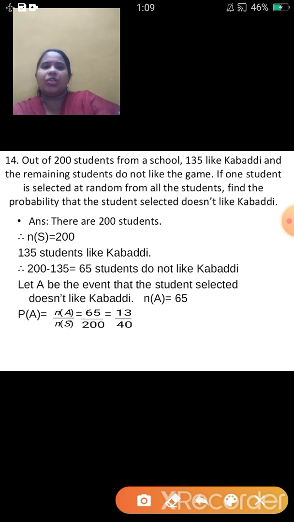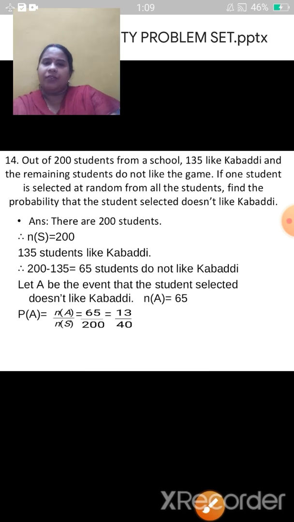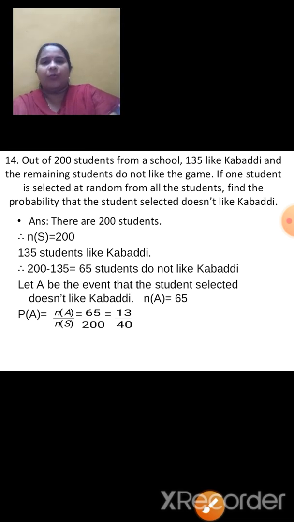Suppose I change the question in the exam and ask you, find the probability that the student selected likes Kabaddi. So it becomes easy for you. You just have to take this ratio 135 upon 200. No need to subtract anything. You can reduce it and get the final answer. Okay, so in this way, depending upon the question asked, we will solve the sums. I hope you have understood this sum.